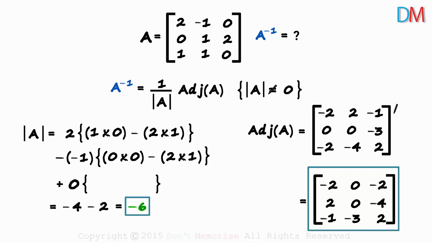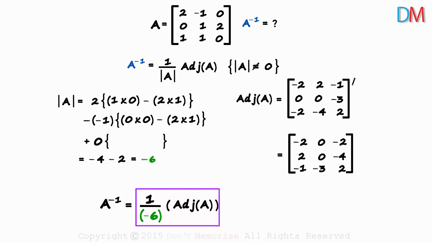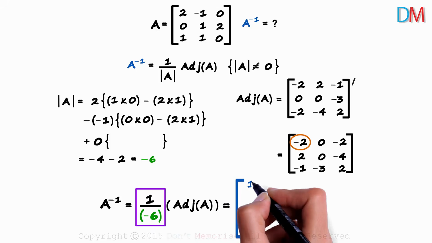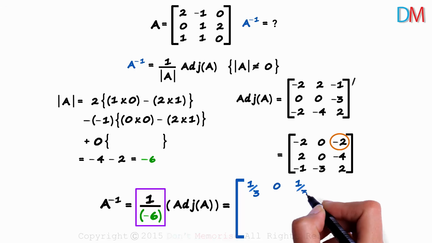And because we have both, we can find A inverse now. Let's write it here. 1 over determinant of A will be 1 over minus 6. We multiply this with the adjoint of A. What will this be equal to? This is the adjoint. To get this, we multiply this scalar with each element of the adjoint. 1 over minus 6 times minus 2 will equal 1 over 3. 1 over minus 6 times 0 will equal 0. 1 over minus 6 times minus 2 will equal 1 over 3 again.